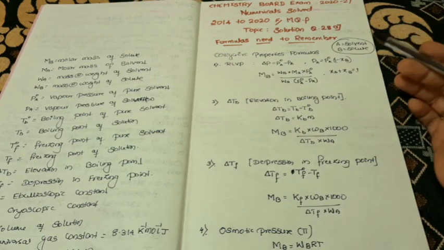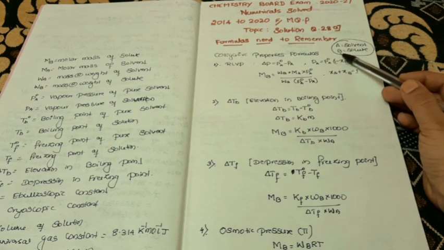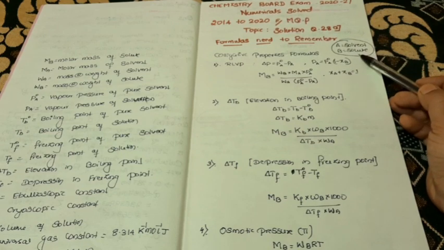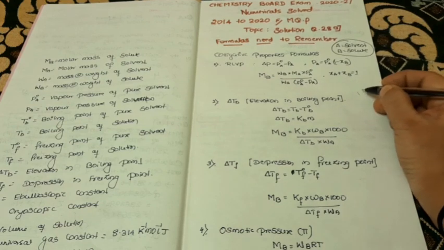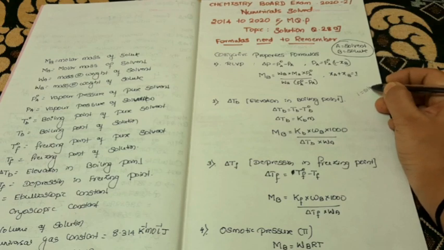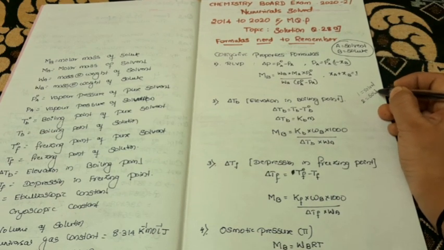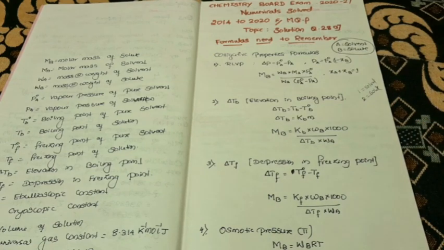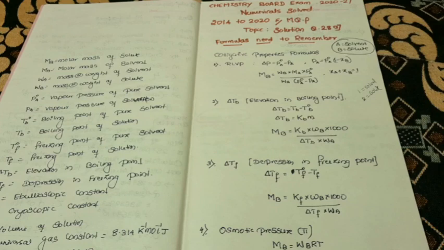Here A represents the pure solvent, and B represents the solute. In some colleges, they have taught it in this way: 1 as the solvent and 2 as the solute, like W1, W2. But here I am taking A as the solvent and B as the solute. This one point you have to remember compulsorily before solving any numerical.